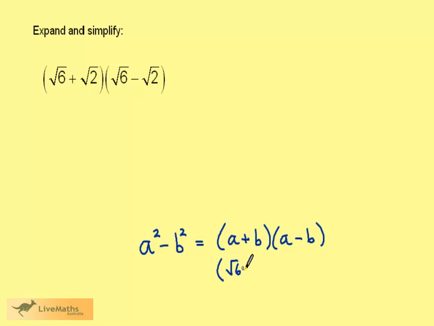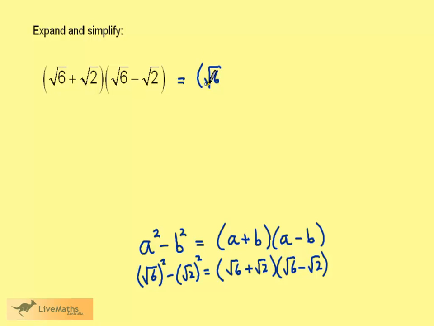If we replace a and b with root 6 and root 2, and then we look at the pattern, we can see that this is root 6 squared take away root 2 squared.